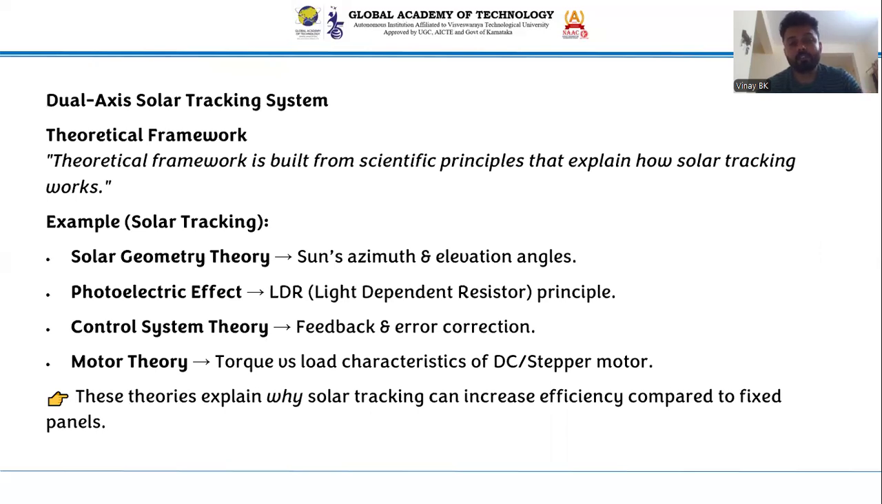So if we take an example, a dual axis solar tracking system. Here the theoretical framework is built from scientific principles that explain how solar tracking works. For example, you should know the theoretical background of solar geometry theory, photoelectric effect, control system theory, and motor theory, and these theories explain why solar tracking can increase efficiency compared to fixed panels.